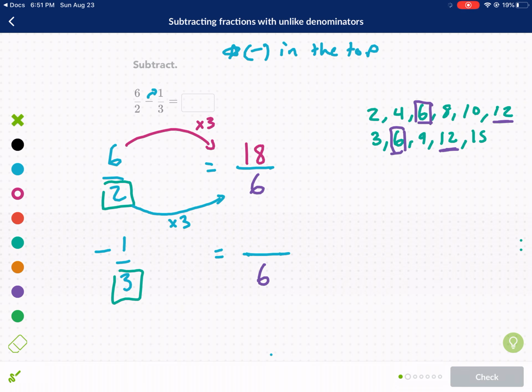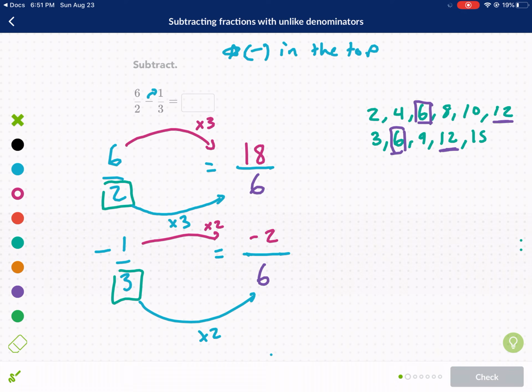Now, let's do the same thing on the bottom one. How do we go from 3 to 6? Well, we multiply by 2. Can't just change the value like that. We have to multiply what we do in the bottom to the top. So we're going to multiply by 2 here, and we get -2. Now we're ready to subtract.